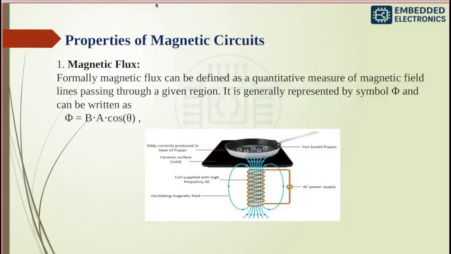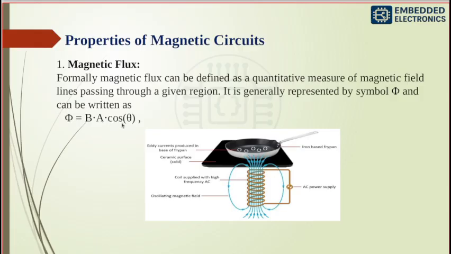So next is the properties of magnetic circuit. So first is the magnetic flux. Formally, magnetic flux can be defined as a quantitative measure of magnetic field lines passing through a given region. It can be represented by the symbol phi, and it can be written as phi equals B dot A dot cos theta.